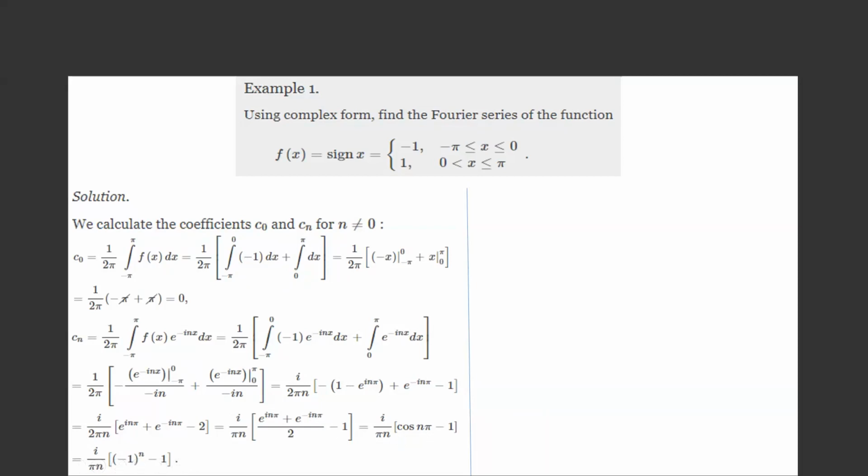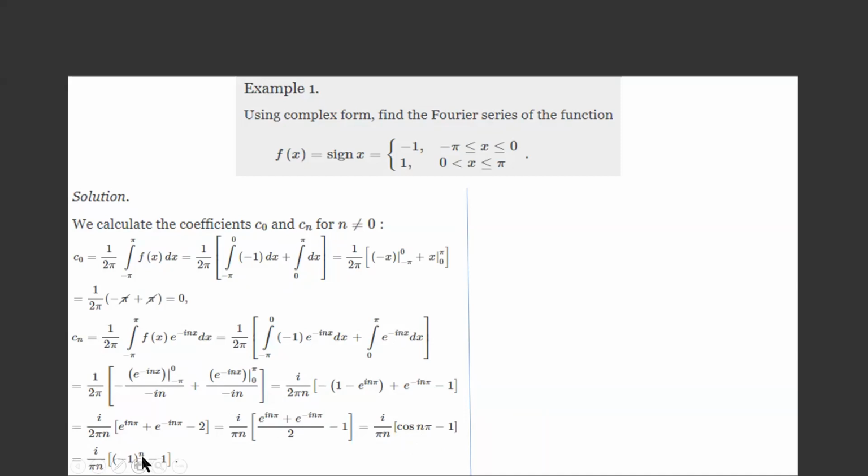Okay. Remember, cosine n pi: if I put n equal to 1, cosine pi is minus 1. Cosine 2 pi is positive 1. Cosine 3 pi is minus 1. So instead of cosine n pi, I can write it as minus 1 to the power n.